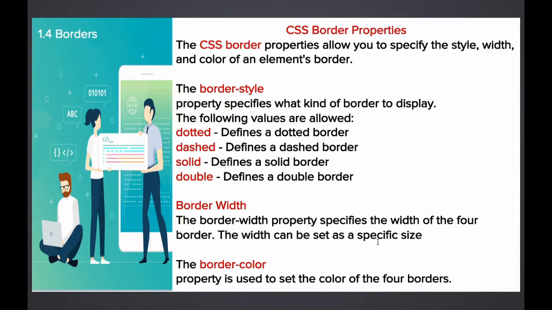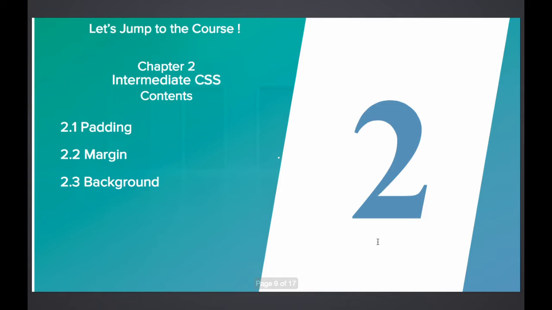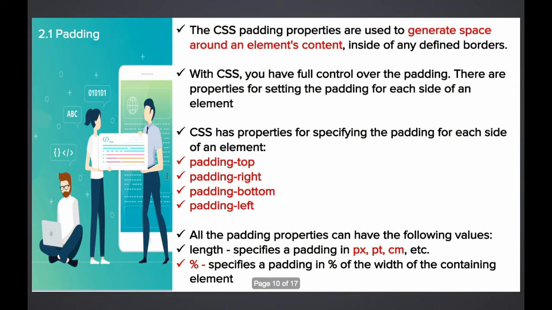Now we will be moving to chapter 2, the intermediate CSS. The contents are padding, margin and background. Let us move to 2.1, padding. The CSS padding property is used to generate space around the element.